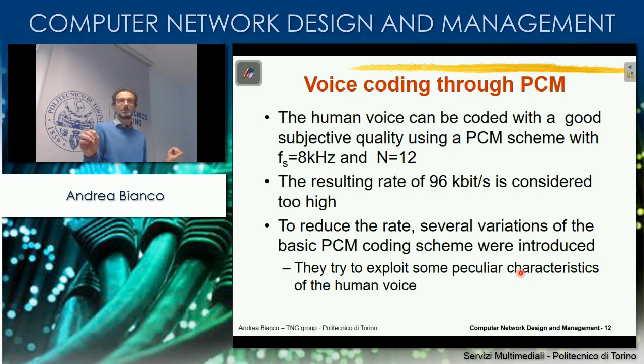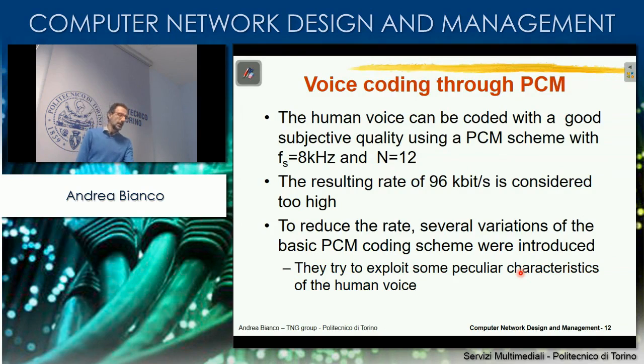That's the goal of any voice coding scheme that has been studied in the last 30 years or so. Okay, so the goal is to reduce the bitrate needed to represent the original voice signal, minimizing the distortion perceived by a human hearer.